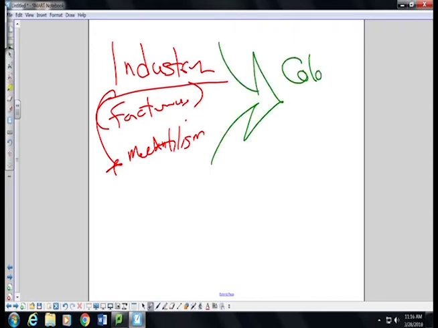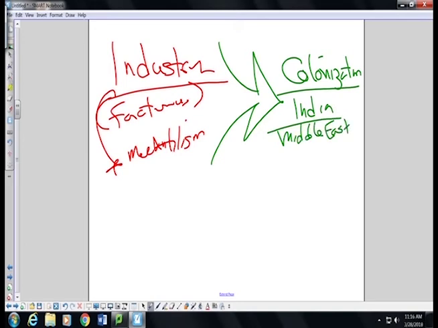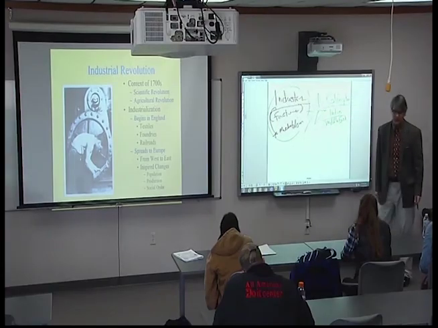How does industry lead to colonization? The best example of this is, I think we're doing India first, although we may be doing the Middle East. Whatever your syllabus says, look at one of those examples, and what you're trying to find when you're reading is how industrialism leads to this colonization.